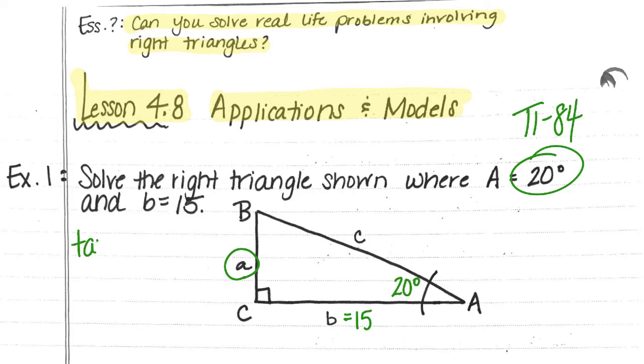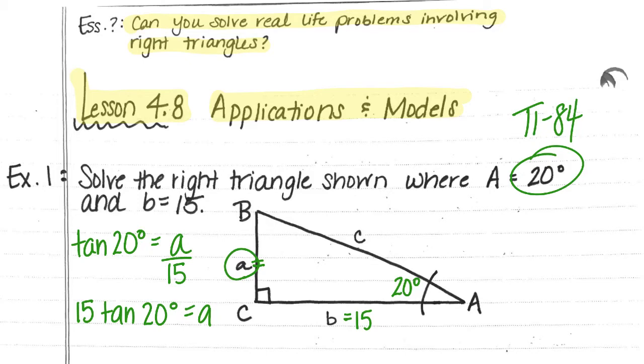Now, in order to find A, I know opposite over adjacent is tan. So I'm going to use the tan of 20 degrees and make that equal to the opposite over adjacent, which I know is 15. I can multiply each side by 15. 15 tan of 20 degrees is equal to A. So right now I can solve for A. I'm just going to push pause and put it in my calculator. All right, I got A is equal to 5.46.